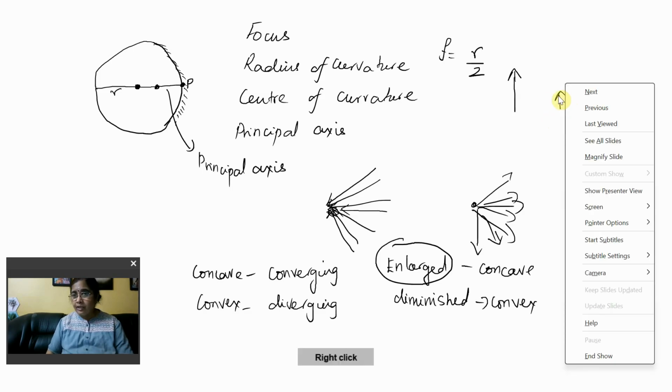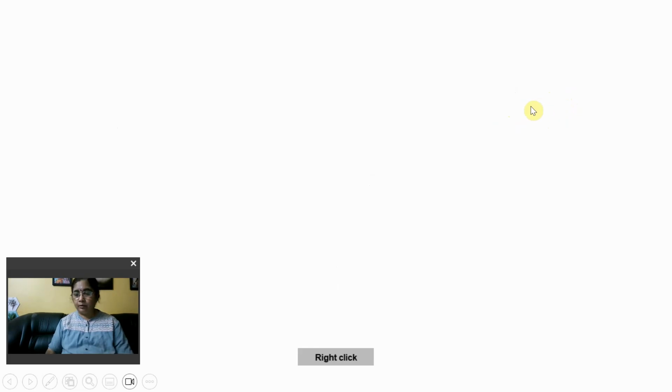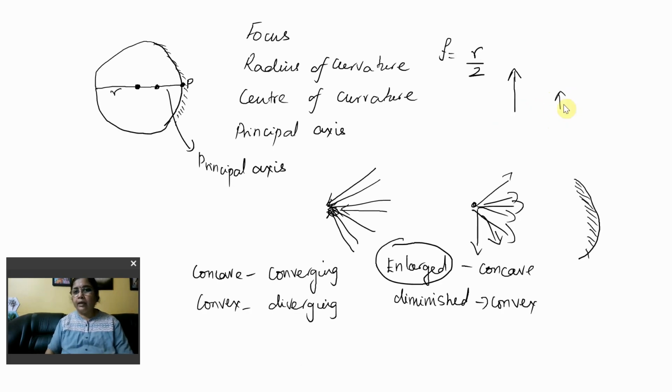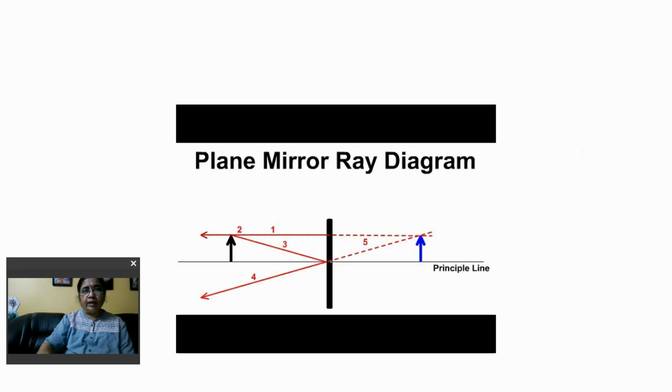If this is my object, and let's say this is my principal axis, this is my image, then you say your image is inverted. Your inverted image may also be enlarged. Your inverted image may also be diminished. Okay. Now look at this. I'll go back to this image.